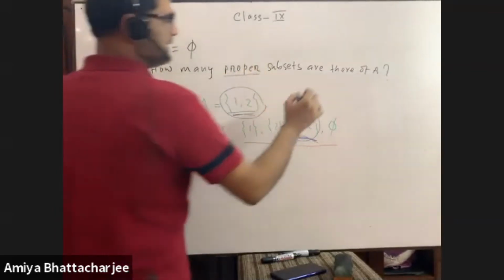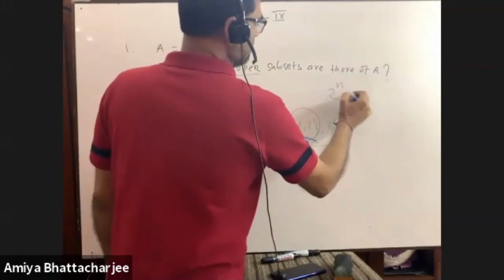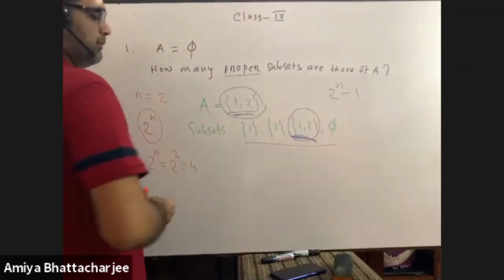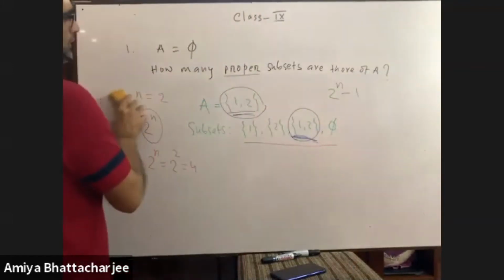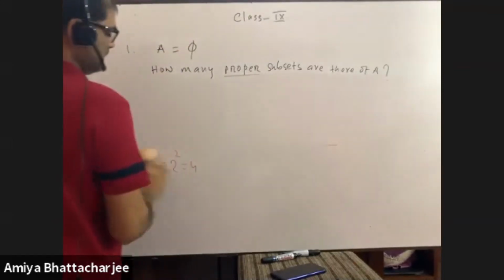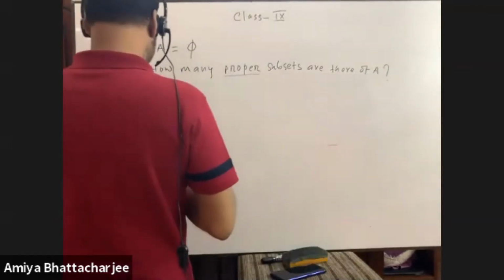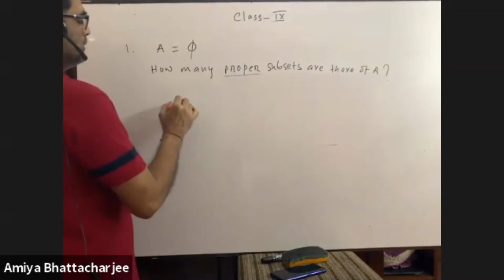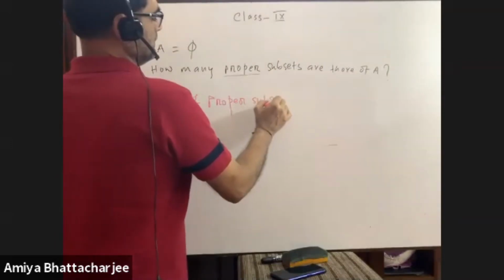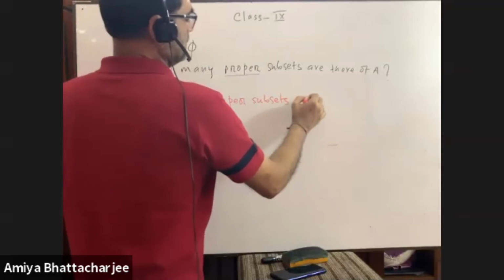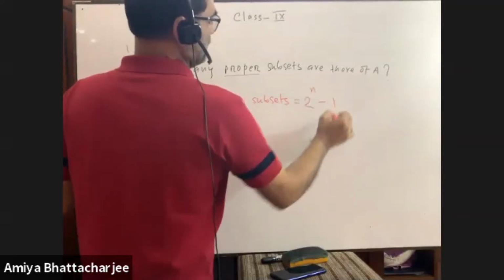The number of proper subsets is 2 to the power n minus 1. What is the formula? Number of proper subsets formula, write down. Formula: proper subsets, 2 to the power n minus 1.